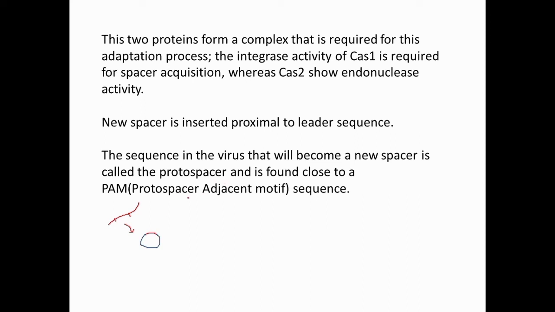And it is found close to a PAM region. For example, this region which is adjacent to this protospacer region is generally called the protospacer adjacent motif, or PAM sequence, which is very important in the interference step, that is, the destruction of the bacteriophage DNA when it takes place. For that process, this PAM region is very very important. So I hope you understand till now.